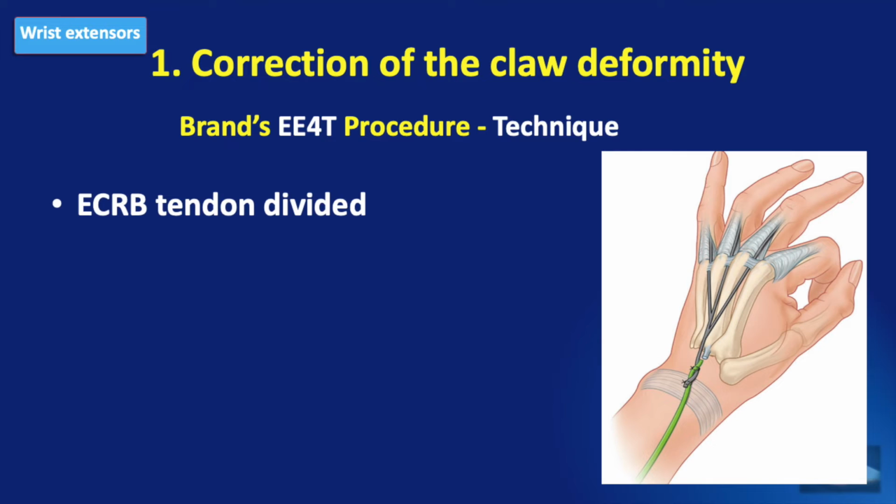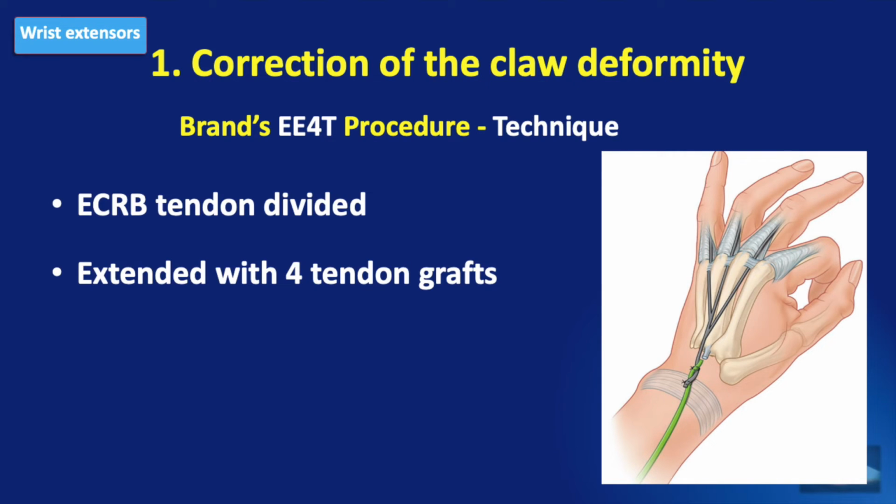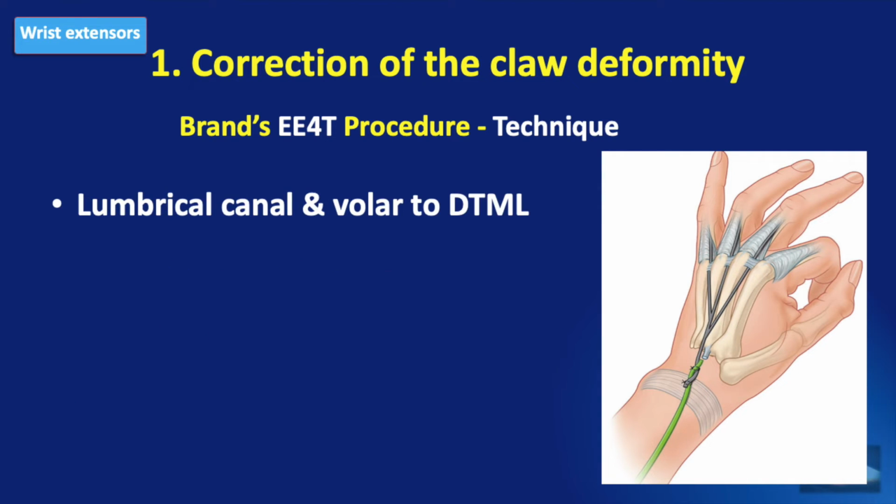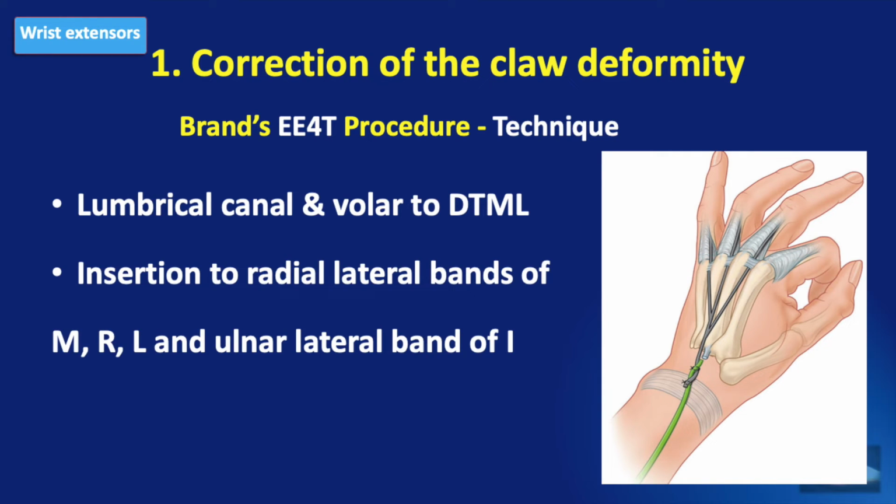The ECRB tendon is first divided at the level of the wrist. It is extended with 4 tendon grafts. It then goes from a dorsal to palmar route through the intermetacarpal spaces. It enters the lumbrical canals and runs volar to the deep transverse metacarpal ligament and is then inserted to the radial lateral bands of the middle, ring and little fingers and ulnar lateral band of the index finger, which is not shown in the diagram.